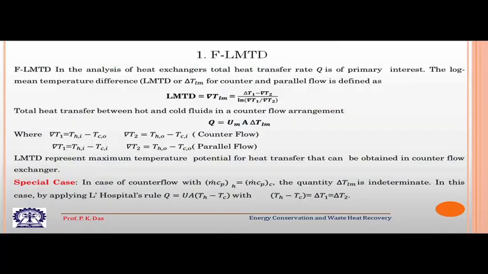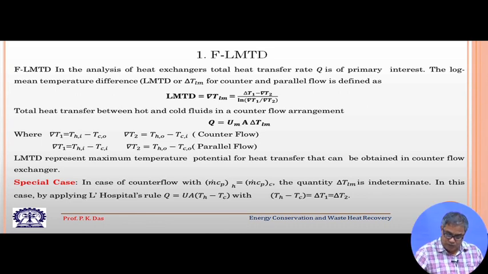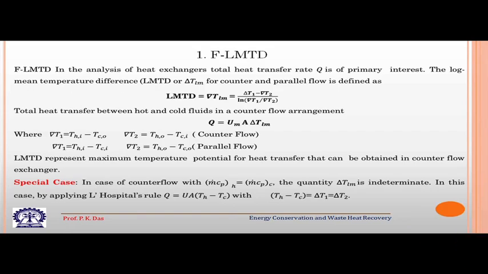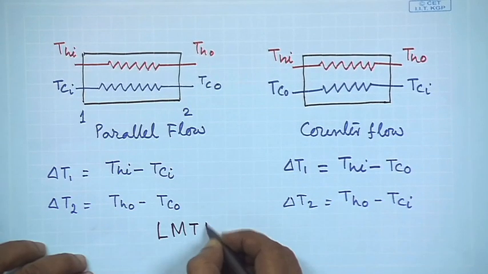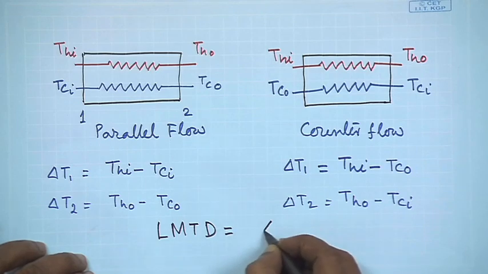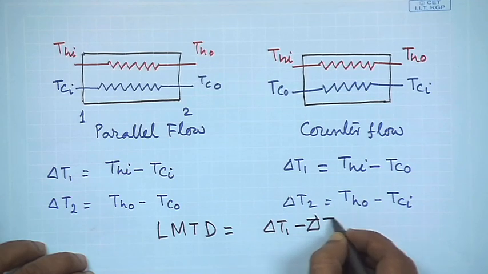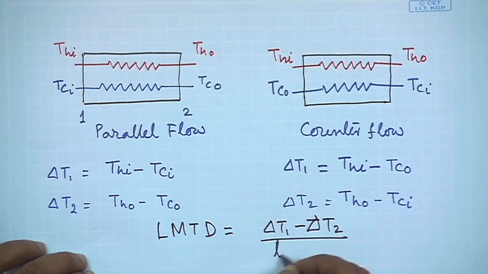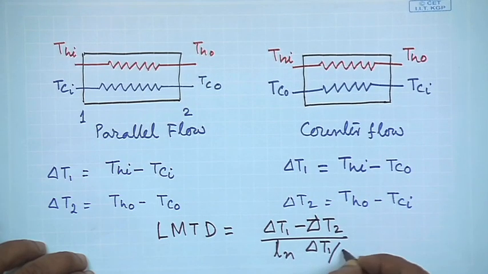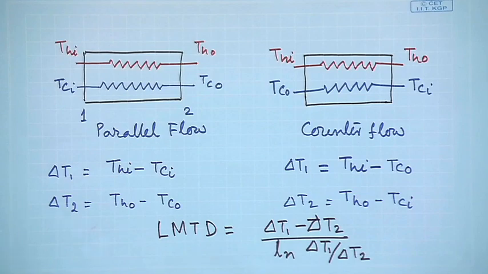With these things we will have the LMTD. Let me write this for your benefit. LMTD is equal to delta T 1 minus delta T 2 divided by ln of delta T 1 by delta T 2. With this, let me stop for the time being. We will restart from here and see how we can do the analysis of heat exchanger. Thank you.